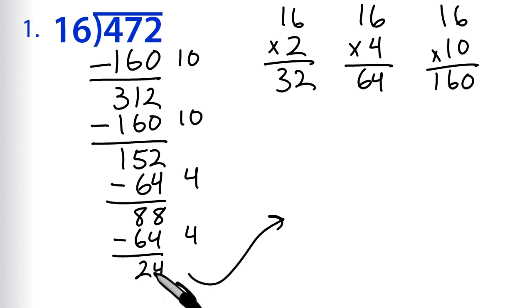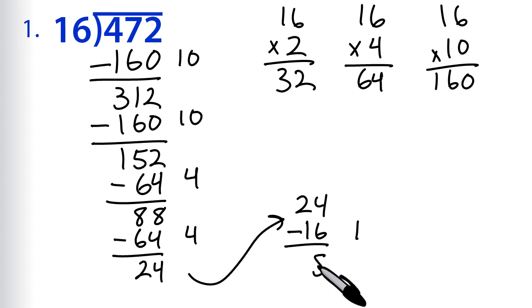But 24 is smaller than 64, and in fact, it's smaller than 32, which is just the multiple of 2. We have 24, and we'll subtract 16. We'll just use a multiple of 1. So we have 1 off to the side there. So 24 minus 16, and that gives us 8. So that is as many steps as we can take. That's as small as we're going to get our remainder.